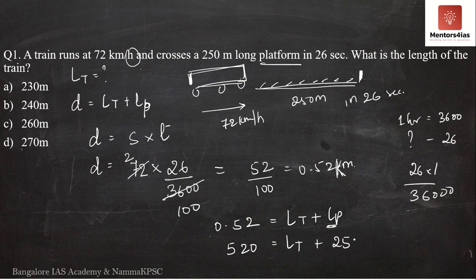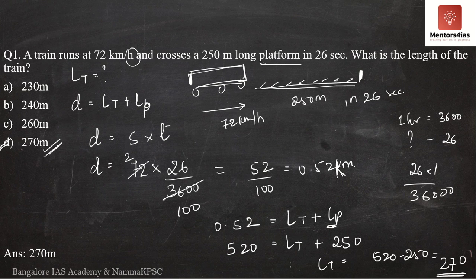Length of the platform is nothing but 250 meters. Therefore, length of the train is what? 520 minus 250. 52 minus 25 is nothing but 27. Therefore, the length of the train is 270 meters, or option D is the correct answer. Option D is the correct answer over here. I hope you understood this question.